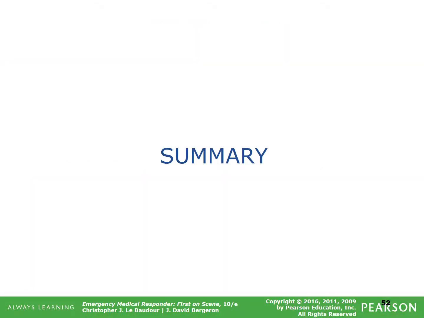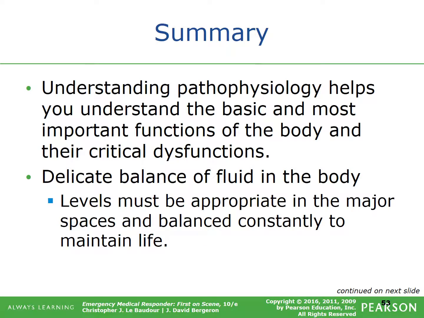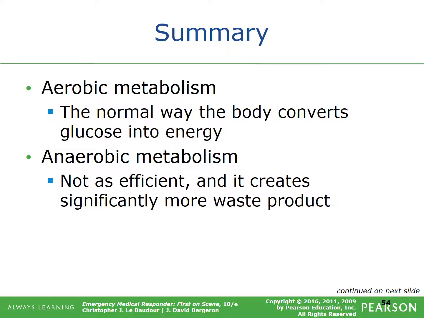Let's summarize what we've learned here in Chapter 5 on pathophysiology. Understanding pathophysiology helps you understand the basic and most important functions of the body and their critical dysfunctions. Delicate balance of fluid in the body. The levels must be appropriate in the major spaces and balanced constantly in order to maintain life. Aerobic metabolism is the normal way the body converts glucose into energy. Anaerobic metabolism is not as efficient and it creates significantly more waste products.